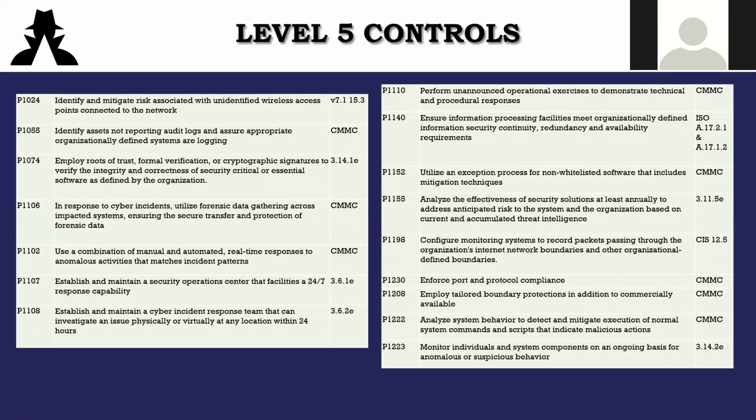All right. Level 5 controls, again, this is the top tier. As you can see, they brought in some ISO controls. They brought in more 171 and CMMC, and critical security controls.